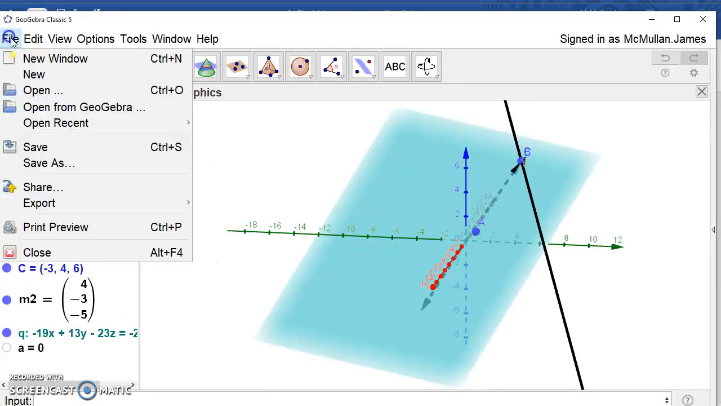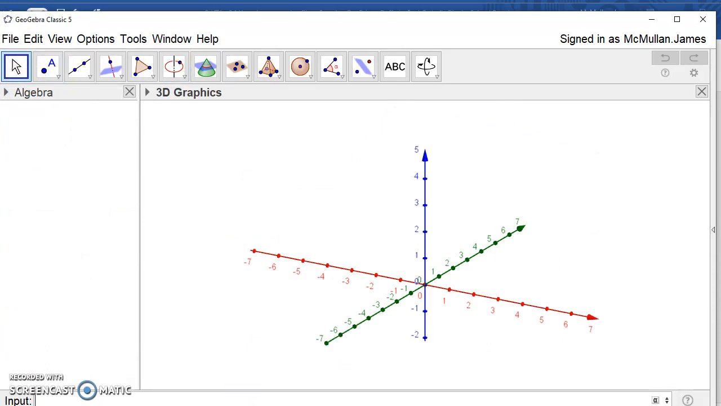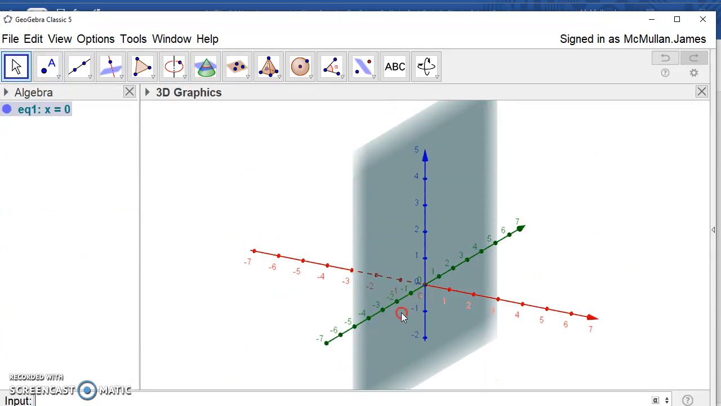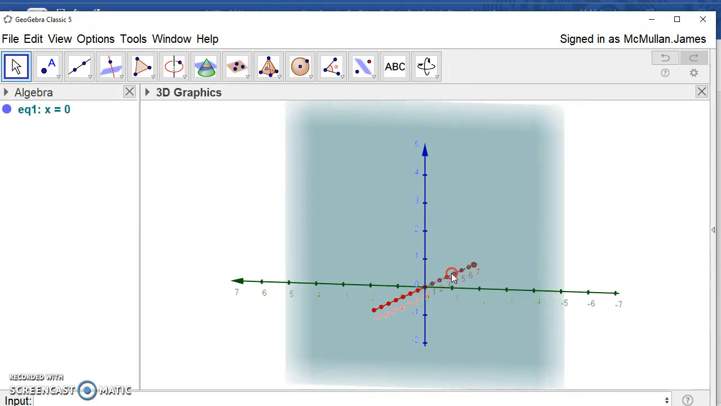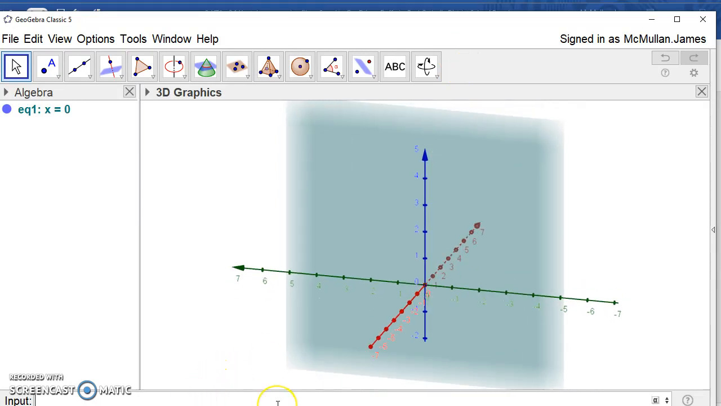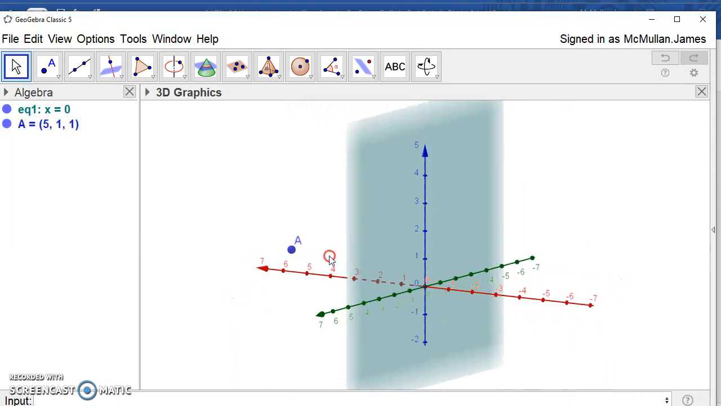So let's quickly start a new one here and draw this again. The YZ plane corresponds to the equation x equals 0. Here's the YZ plane. If we were looking straight at it, the way you're looking at the board, it would look like this. You can go left and right, you can go up and down, but you can't go forward and back. Now we need this equation, but we need it to pass through the point (5, 1, 1), and you can see right now it clearly doesn't.